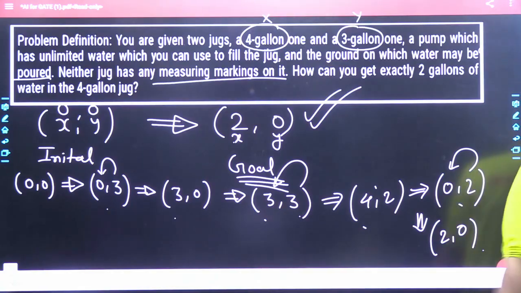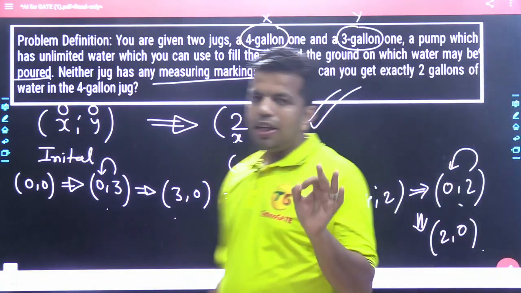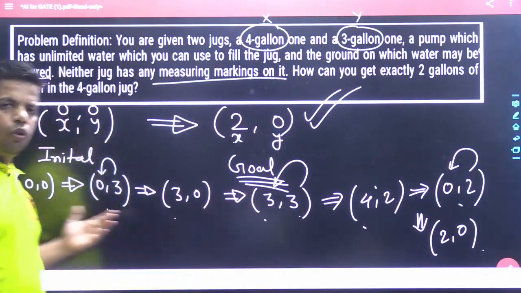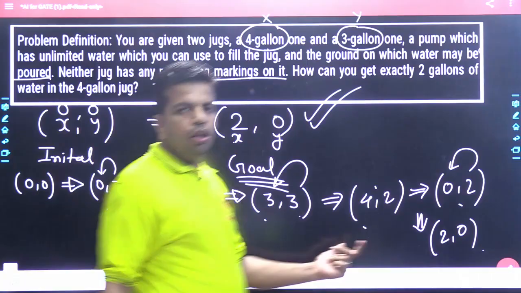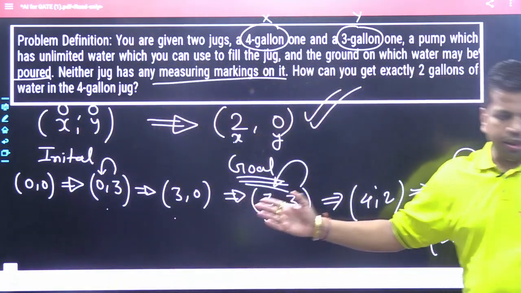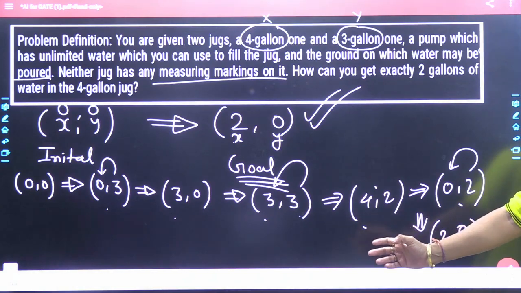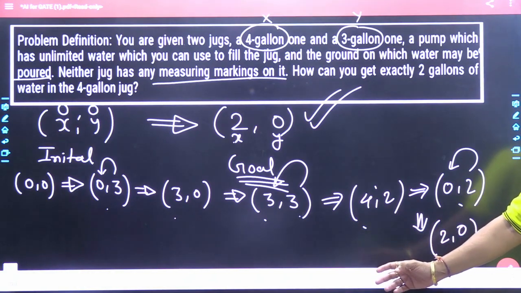So a total of 6 moves is required, and there are different ways, but that would be the way to go from the initial state to the final state, and these are all the intermediate states. Are you getting the point? Great.